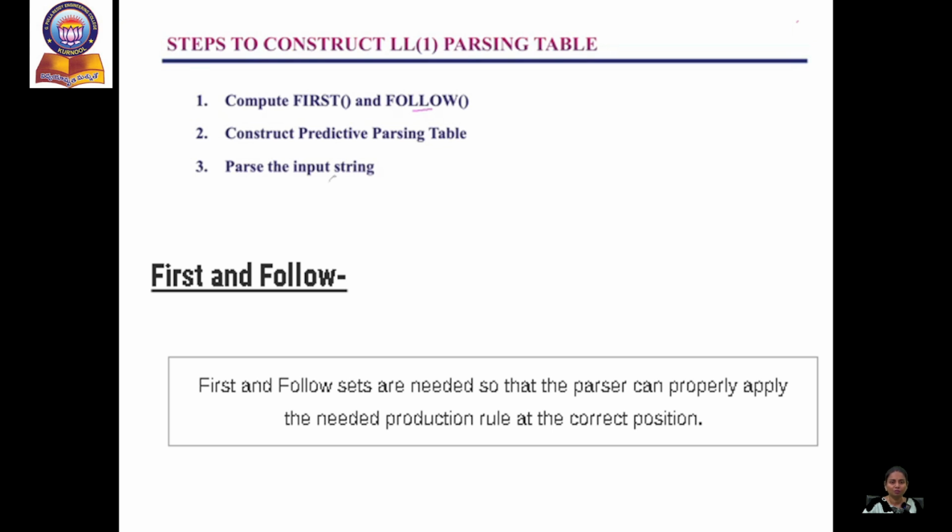First we have to look into the rules to be followed to find the first and follow functions. The first and follow sets are needed so that the parser can properly apply the needed prediction rules at the correct positions. In the parsing table, we have to place the grammar in its correct positions. To find its correct positions, we first need to calculate the first and follow. First look into the first function, then we'll follow with the follow function.